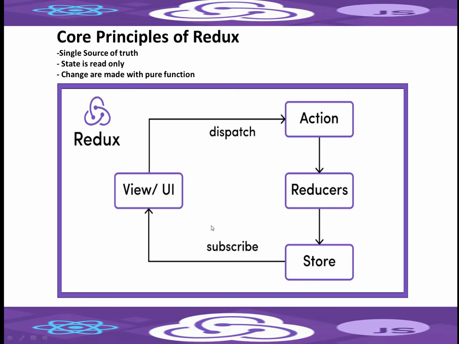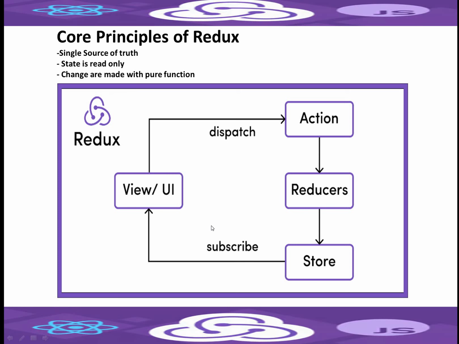Single source of truth. We can create one reducer for this. Let's suppose in your functionality you have these four components, child 1, child 2, child 3, 4, as I mentioned in the previous step. Then you can create a single reducer, and that single reducer is the source of truth. State is read only, whatever state you are passing here and there would be read only, and changes are made with pure functions.